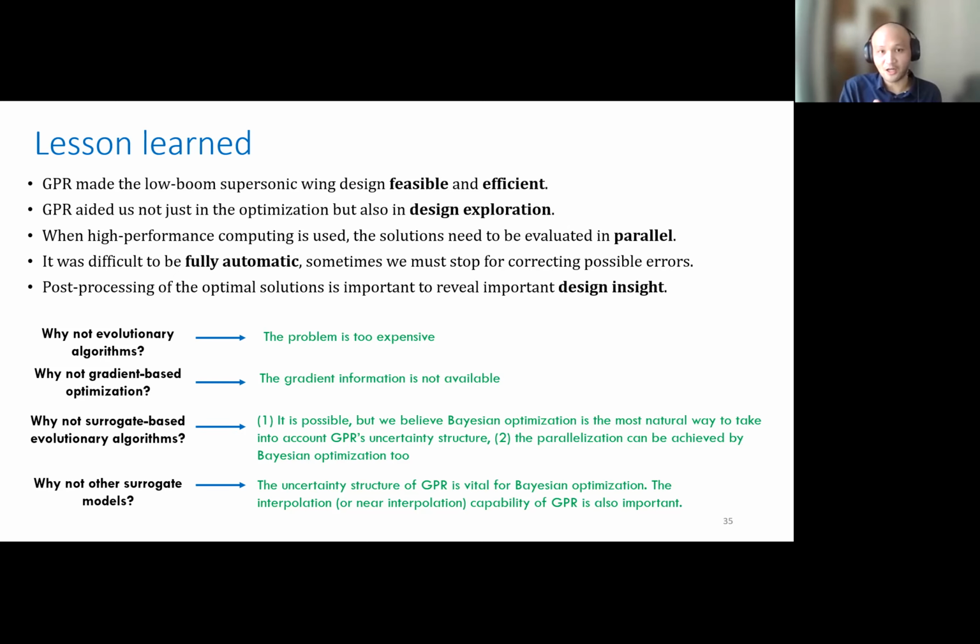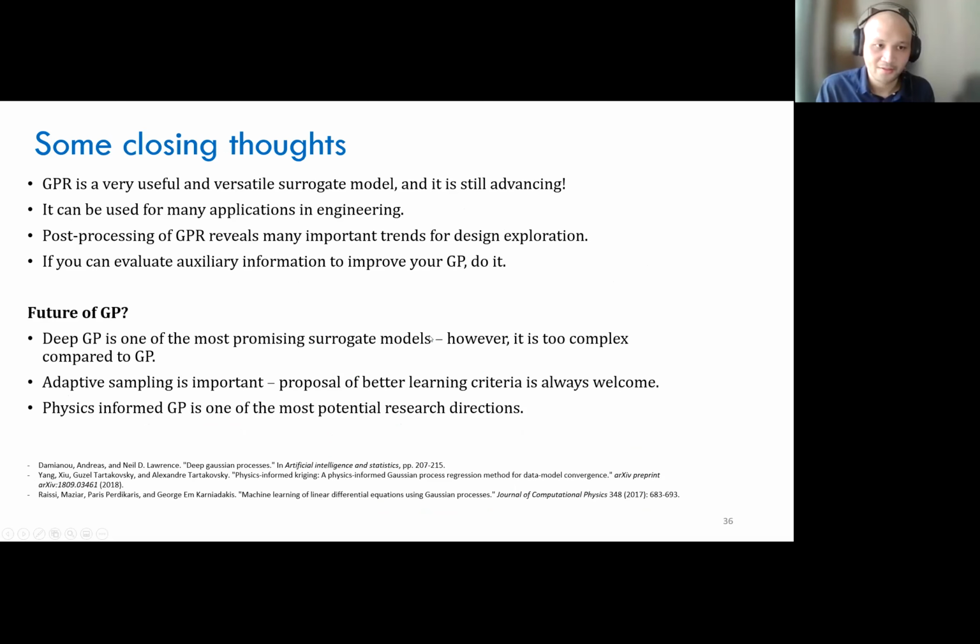And post-processing of the optimal solutions is also important because what we want to gain here is not just the optimal solution, but also why those solutions are optimal. We want to gain design insight. I don't think that I need to discuss why we are using Gaussian process regression, because I think I already discussed it. So, some closing thoughts.